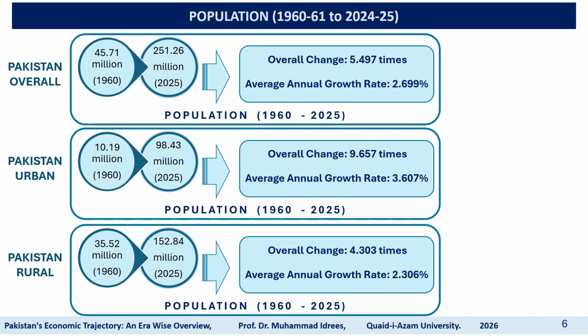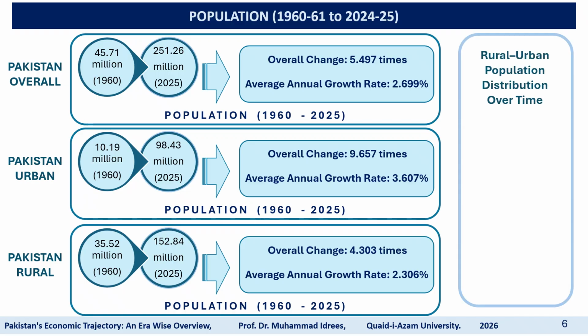Pakistan, that the average annual growth rate in urban areas is substantially higher than the average annual growth rate in rural areas. The average annual growth rate in rural areas is 2.3, whereas the average annual growth rate of population in urban areas is 3.6. So this is showing a phenomenon of urbanization in Pakistan.